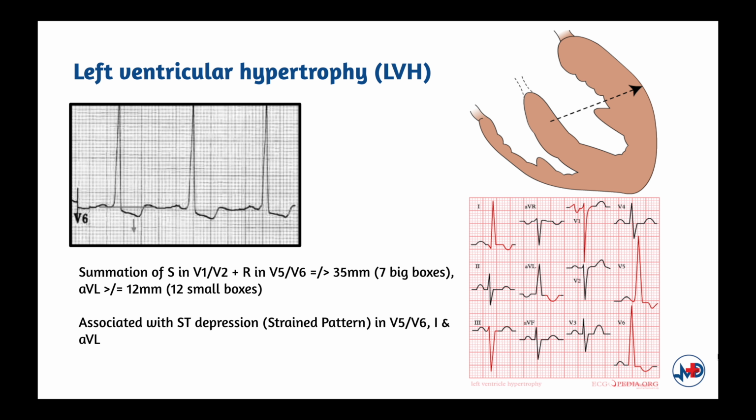And if it's more than or equal to 35 millimeters, which is 7 big boxes, this would indicate presence of left ventricular hypertrophy. Also look at ST depression or a strain pattern in the lateral leads, and this will be further confirming the presence of left ventricular hypertrophy on an ECG.